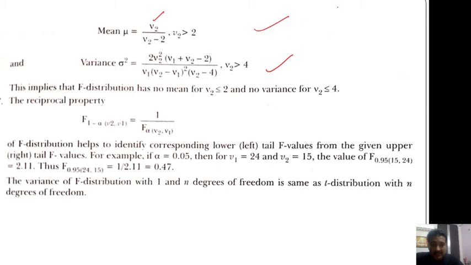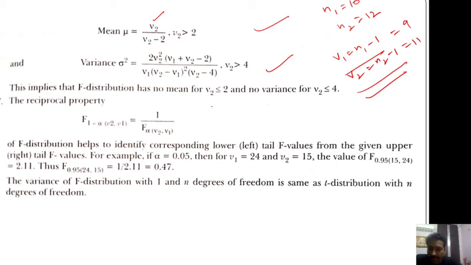So suppose the first sample size n1 is 10 and n2 is, suppose I say, 12. Then v1 would be n1 minus 1 and v2 would be n2 minus 1, so it would come 9 and it would come 11. So it should be clear what v1 and v2 are.